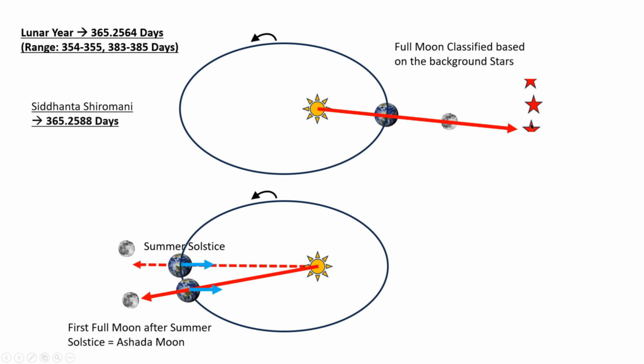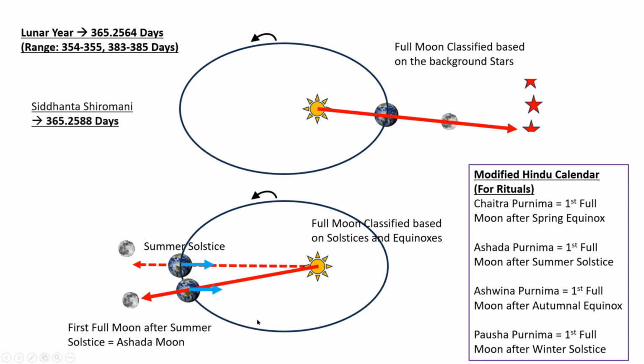Instead of the earlier kind of definitions, we will follow this kind of definition, where there will be some particular months that we define based on the full moon, whether it's happening right after the summer solstice, or right after the spring equinox, or right after the autumnal equinox, and so on. So in this classification, the moons are classified based on the solstices and equinoxes, and this is a possible definition of a modified Hindu calendar. This is for ritual purposes.